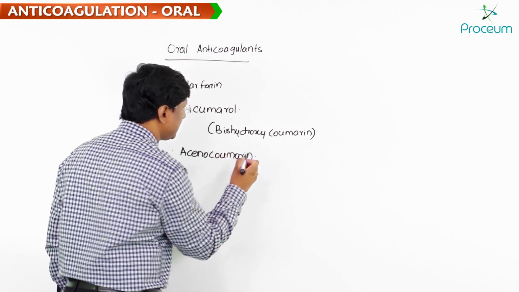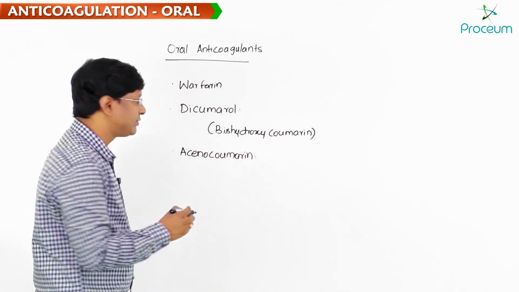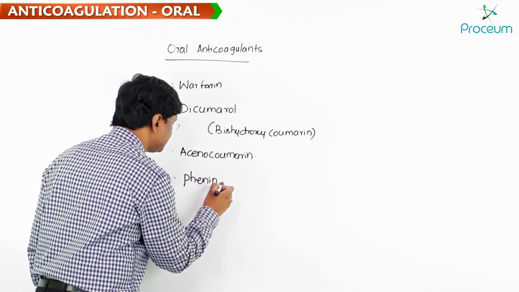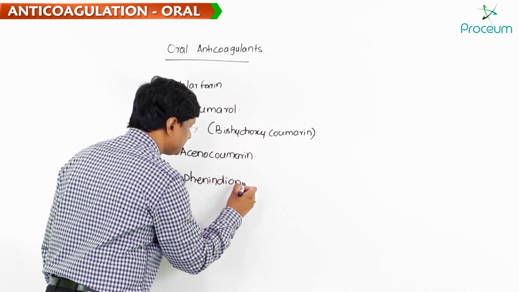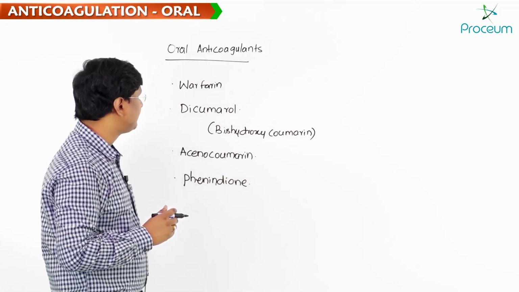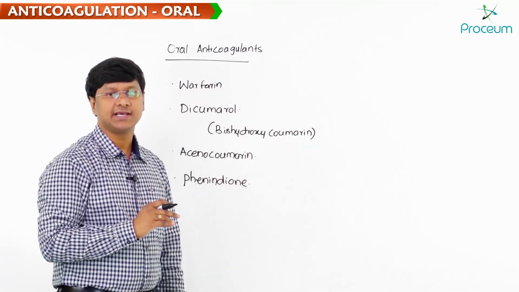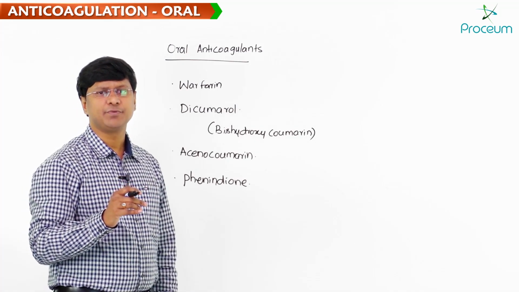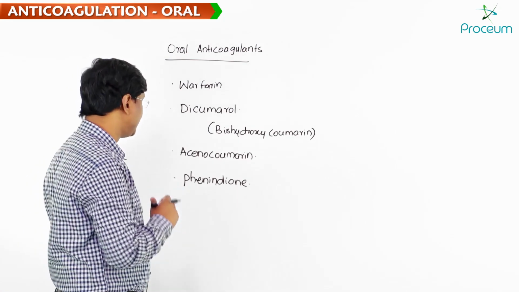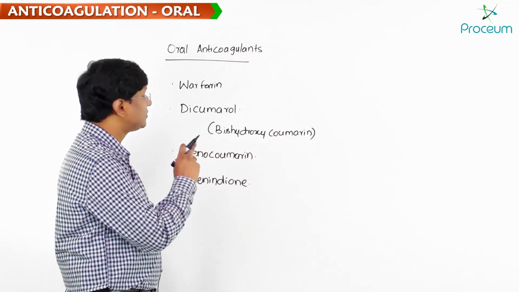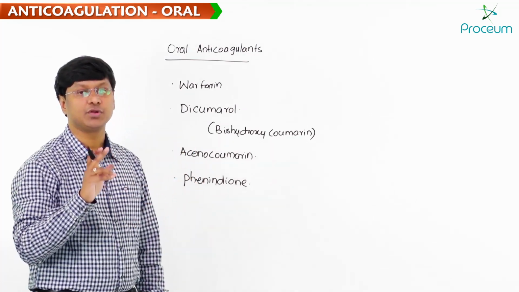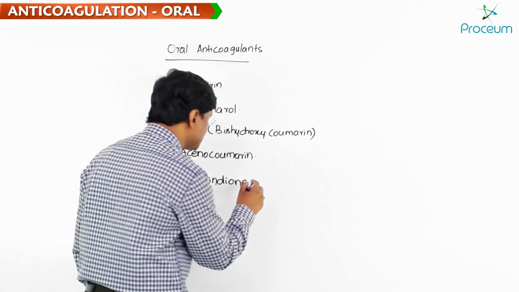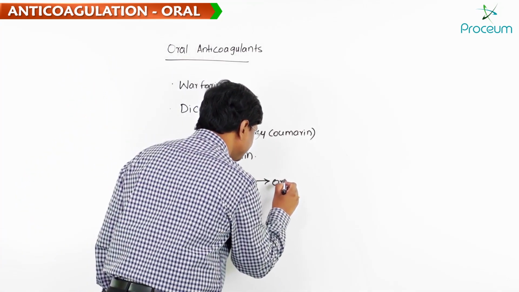and the last one we have is phenandione. So these are the oral anticoagulants. Now let me tell you some important points about phenandione. Phenandione is an oral anticoagulant which will cause orange colored urine.